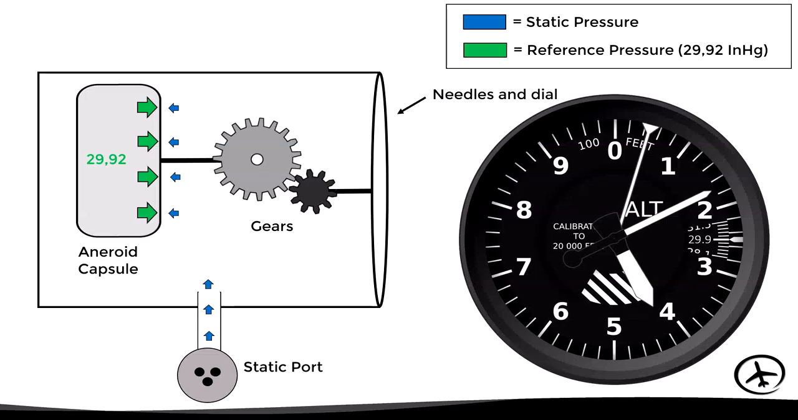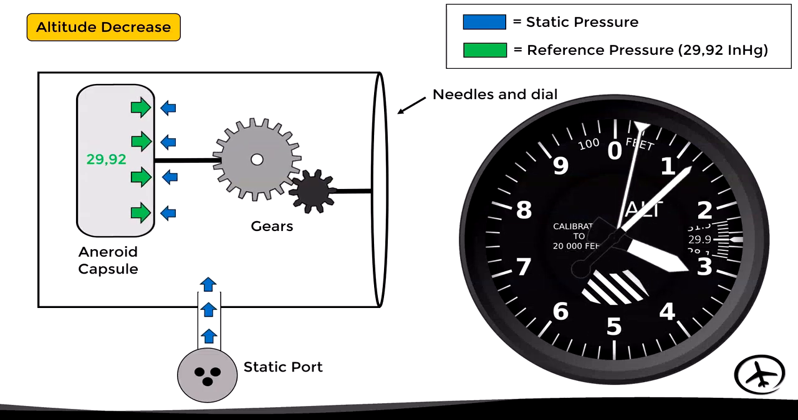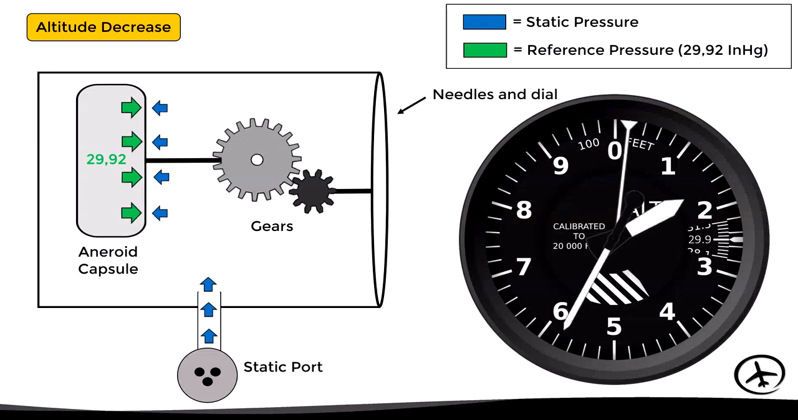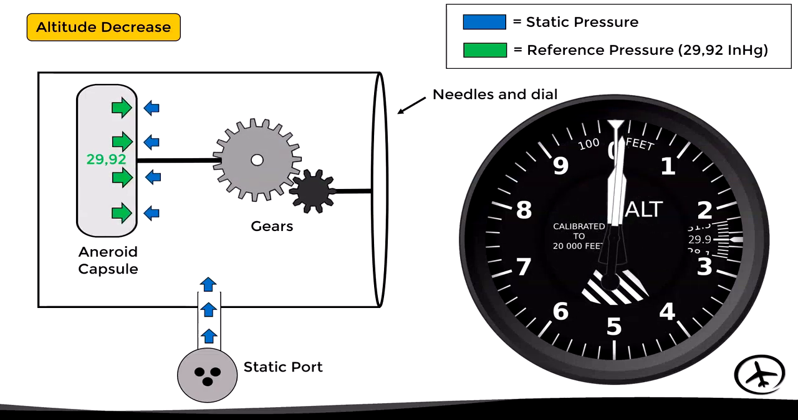On the other hand, if the aircraft starts descending, the static pressure will gradually increase, causing the aneroid capsule to contract again, moving the gears and needles to indicate a lower altitude.